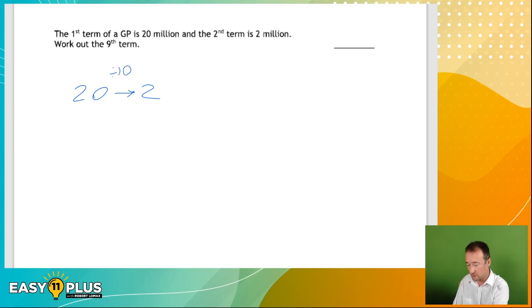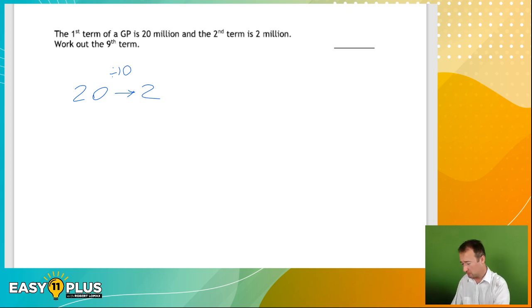Just as if I times 20 by 10, it would become 200. You're adding and removing zeros when you multiply and divide numbers by 10, unless you're dealing with decimals, of course. We'll come to that a little bit later. So 20 to 2 is dividing by 10. So the same will apply to 20 million to 2 million. You're also dividing by 10 to get there.